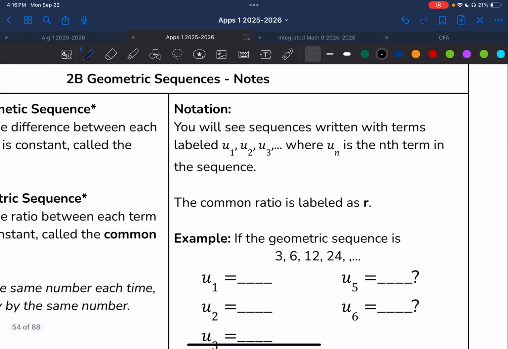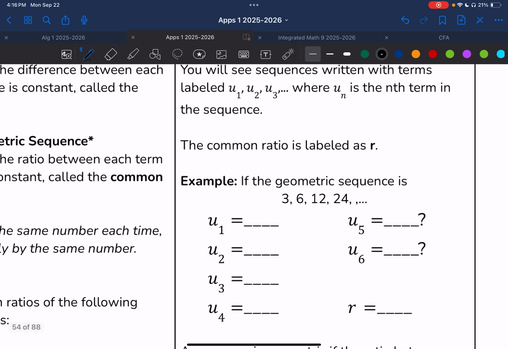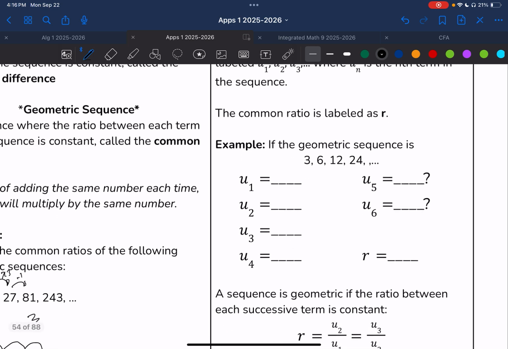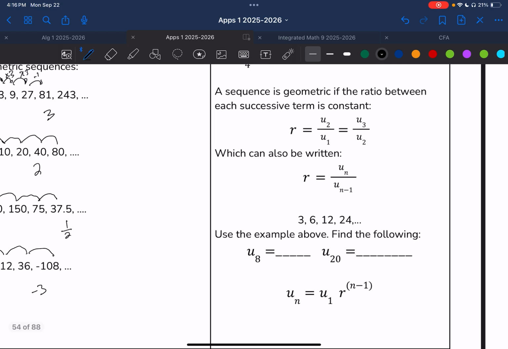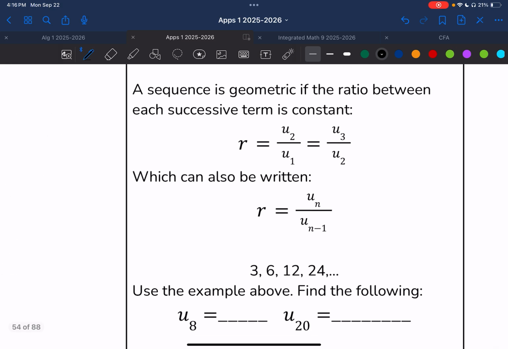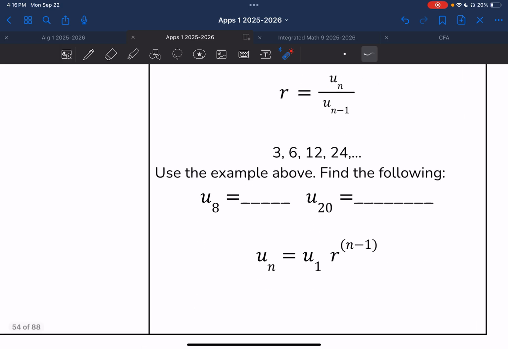And we're still going to use our notation U1, U2, U3, where Un is the nth term in the sequence and the common ratio is labeled as R. So here's our geometric sequence: 3, 6, 12, 24. Notice how we're multiplying by 2 each time, so R is 2, implying that it's going to go 48, 96. All right. And so our common ratio is just any term divided by the previous term, right? What are you multiplying by each time?